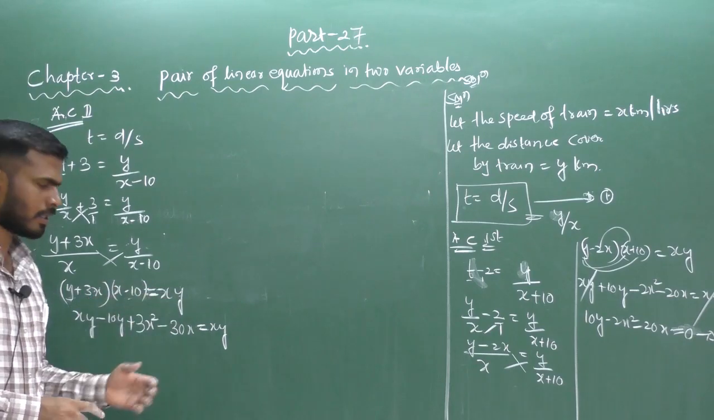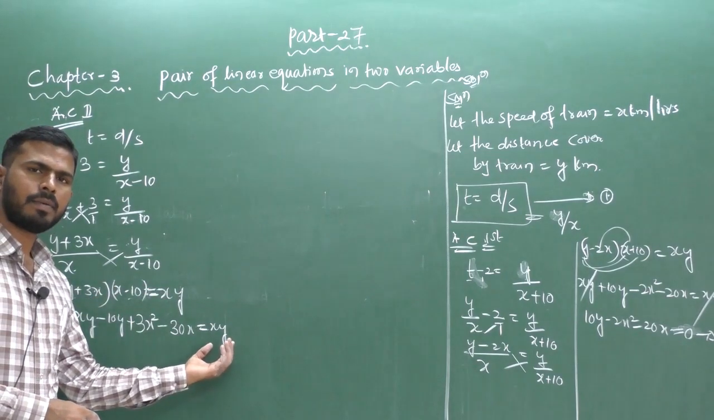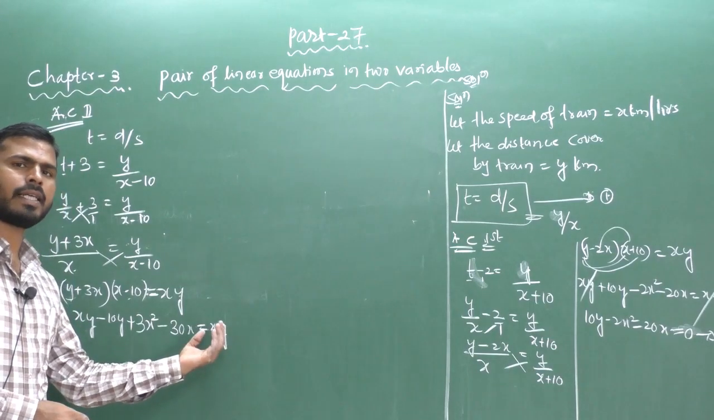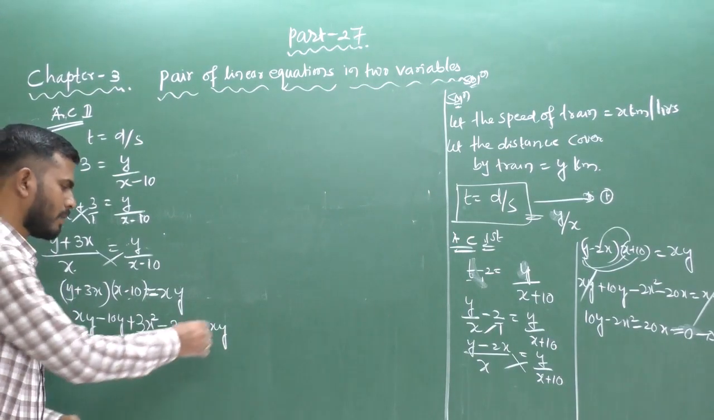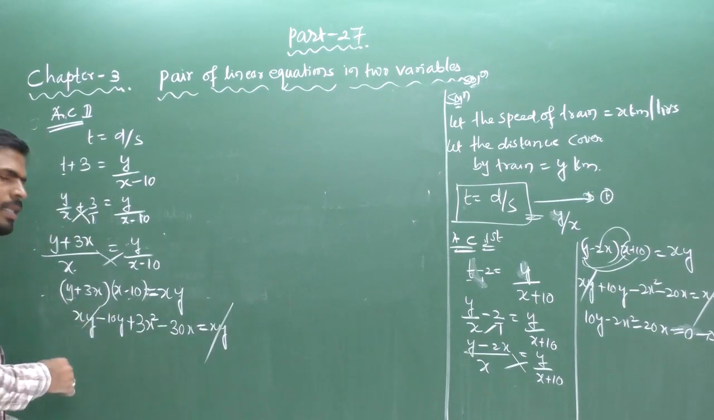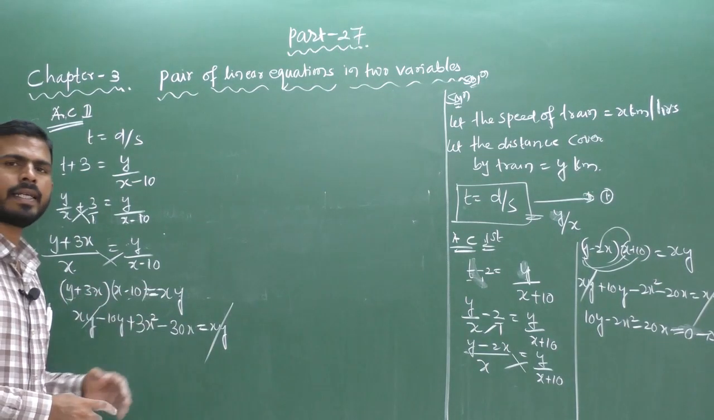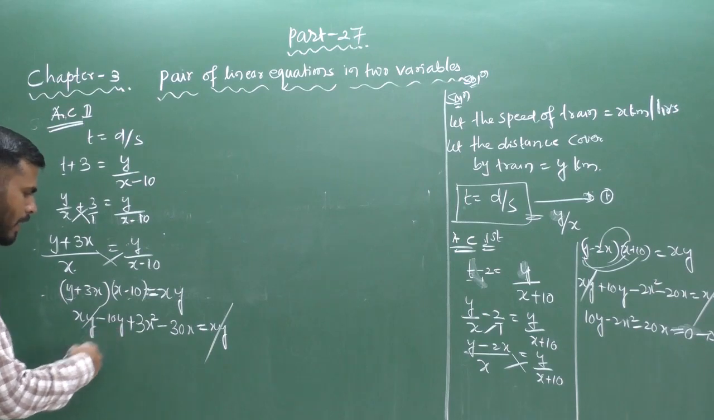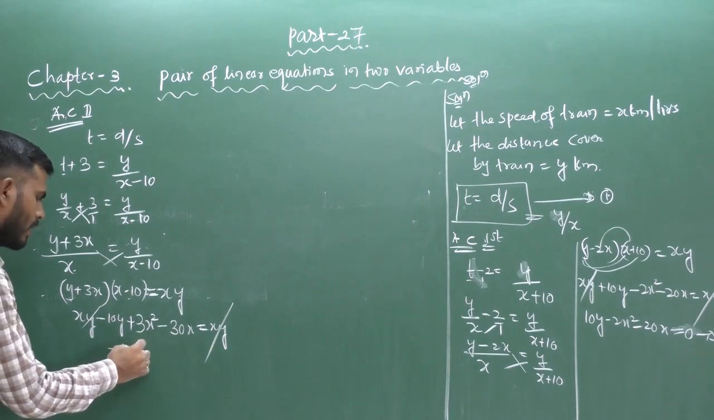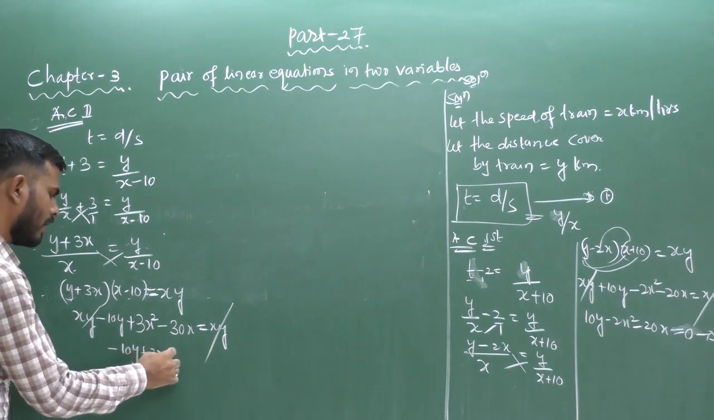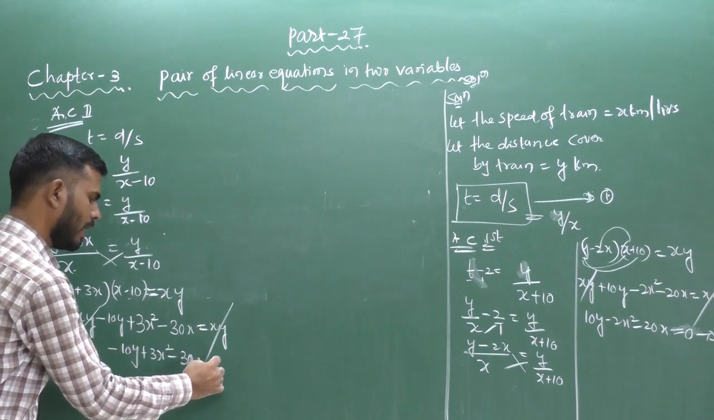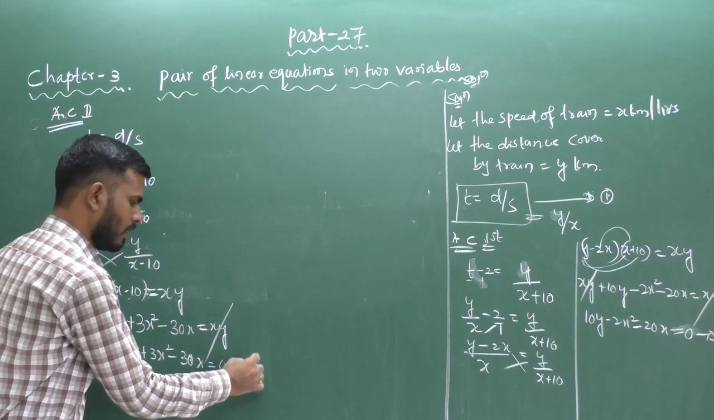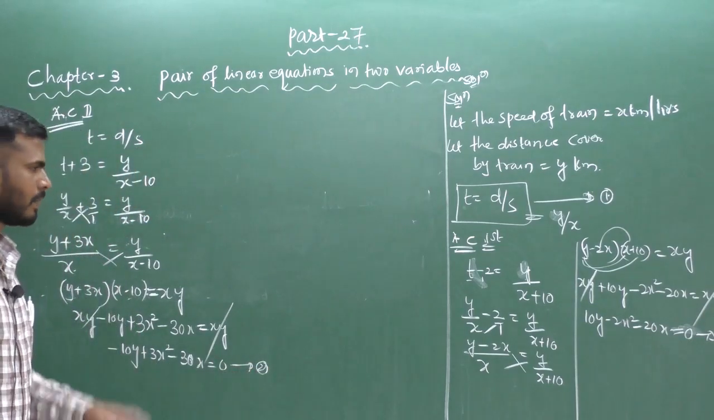Next step, suppose you take xy from the RHS to the LHS, it becomes minus xy. That is why xy gets cancelled and eliminated here. The remaining terms we can write: minus 10y plus 3x square minus 30x equal to 0. This is equation number 2.